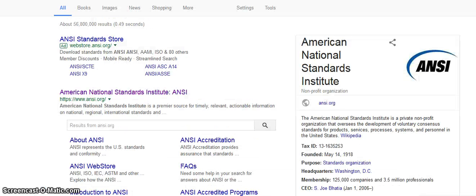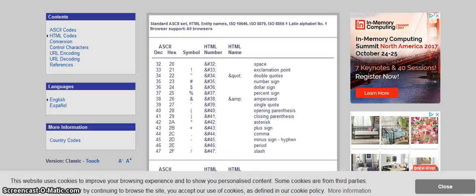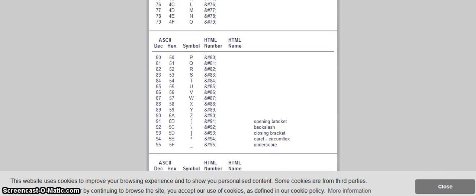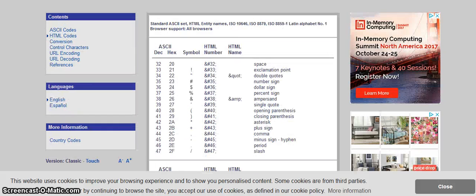So they came up with the American Standard Code for Information Interchange, or ASCII. And you can Google and find the whole chart. We're just going to kind of scan through here and look at this. Ignore everything that says hex on there. We're not doing hexadecimal. That's a whole other topic.